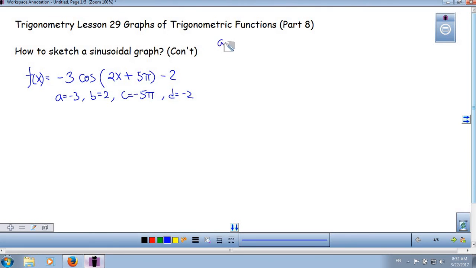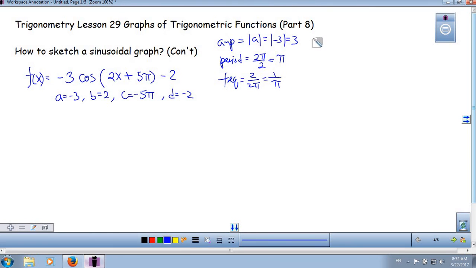So amplitude. The amplitude is equal to the absolute value of A. So in this case, the absolute value of negative 3 is 3. The period of this graph will be 2 pi over 2. So the period is going to be pi units long, and the frequency is going to be the reciprocal of that. It's 2 over 2 pi, so it will be 1 over pi.